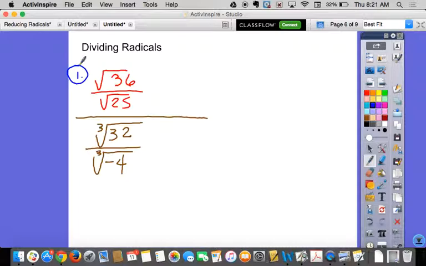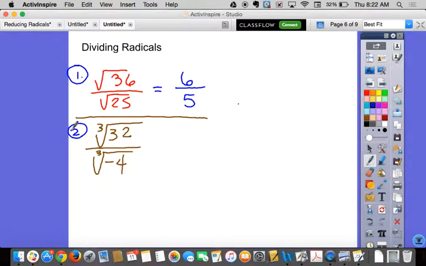If you can reduce, then just reduce. The square root of 36, you guys know that, that's just 6. And the square root of 25 is 5. You're done. So don't make it harder than it is. Okay, now let's upgrade just a little bit.